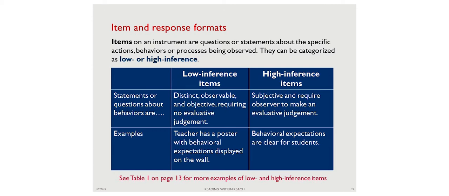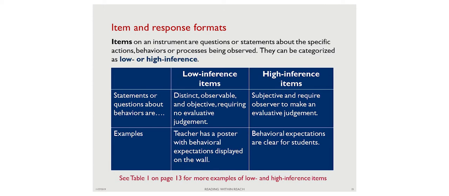Low inference items are statements that are distinct, observable, and do not require an evaluative judgment. For example, if a teacher has a poster with behavioral expectations displayed on the wall, this is one specific item that the observer needs to look for. It does not require expertise to identify whether there is a poster on the wall with behavioral expectations on it. So low inference items can help an instrument have more reliability because they're very distinct and very specific.